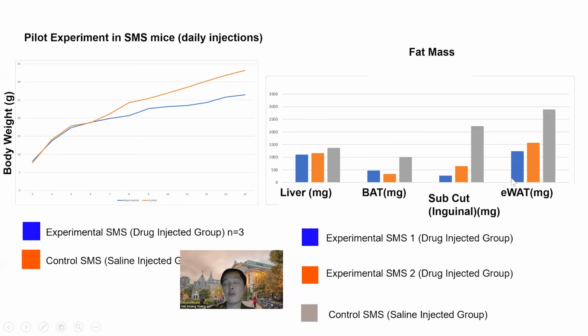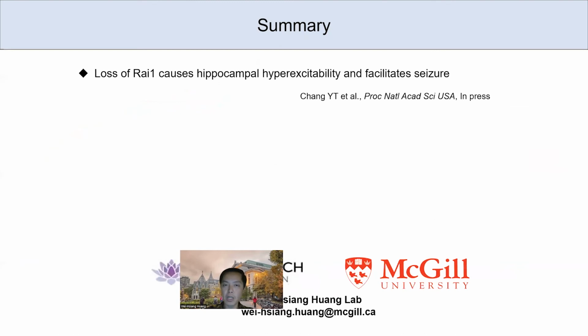So the goal for next year is to use this drug and analyze if it can rescue obesity, social interaction, and repetitive behavior in SMS mice. To summarize my talk, we studied the basic neural function of RIA1, and we identified that RIA1 loss causes hyperexcitability of hippocampal neurons in the brain that could potentially facilitate seizure. And we also have a drug that can decrease the hyperexcitability of these neurons.